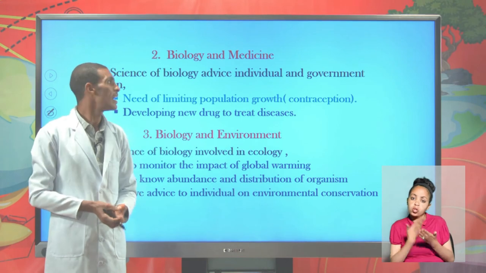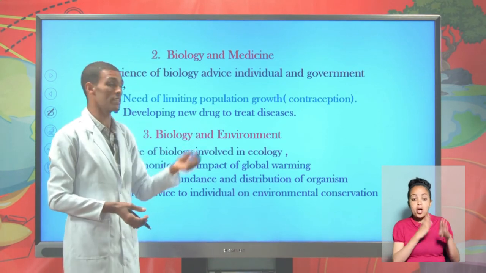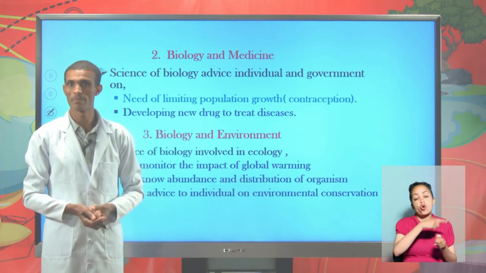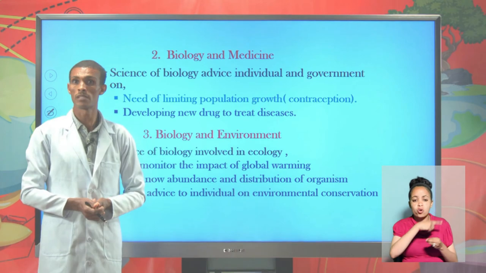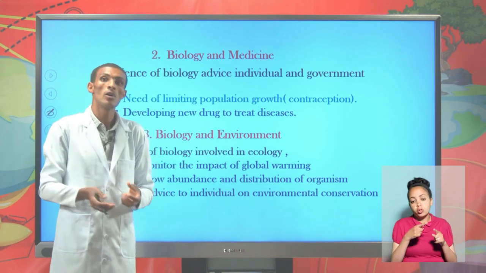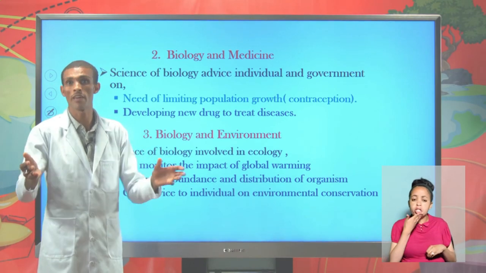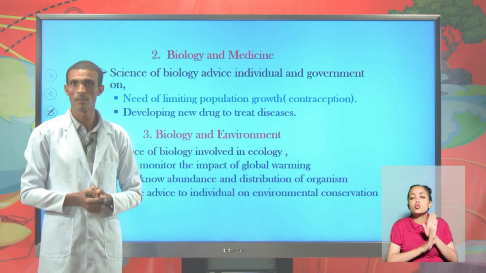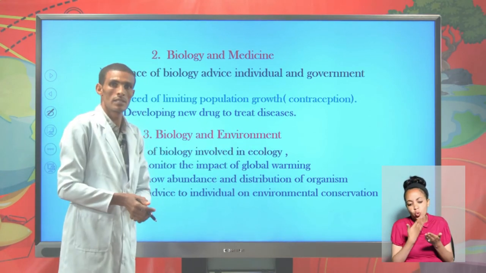Well then, students, another most important and critical contribution that biology gives is to the environment. Biology contributes to the environment. Every organism needs a suitable environment to survive in. Biology helps to create a good ecology.